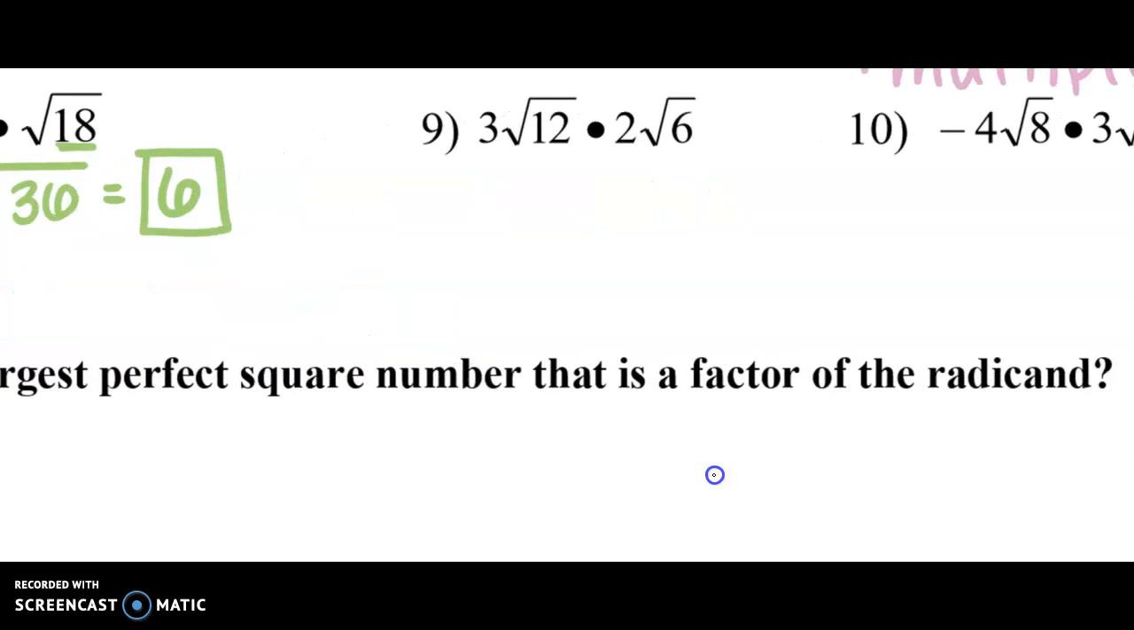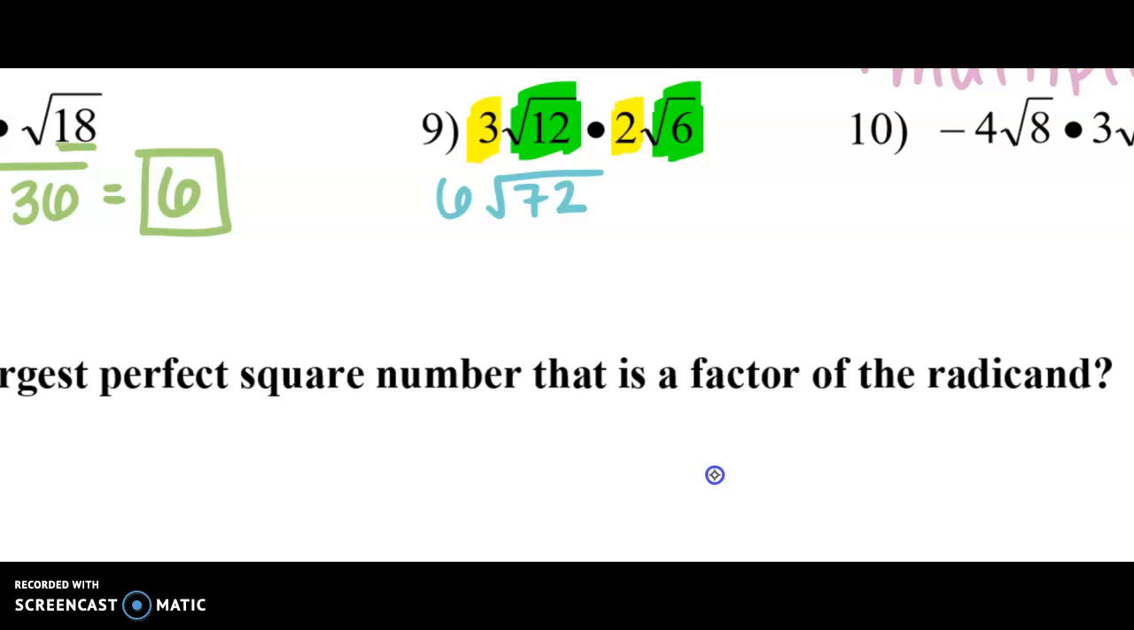Okay, we'll do it that way again here in number 9. So here we're not going to simplify individually. We're going to go right to just multiplying what we can. So 3 times 2 gives me 6. Square root of 12 times the square root of 6 gives me the square root of 72.